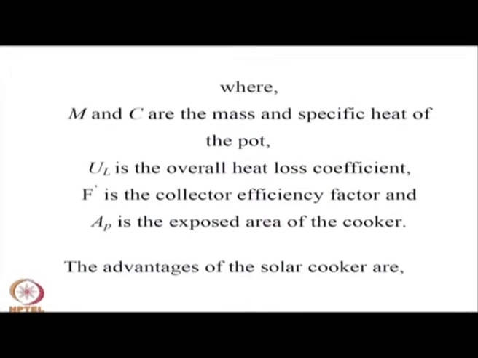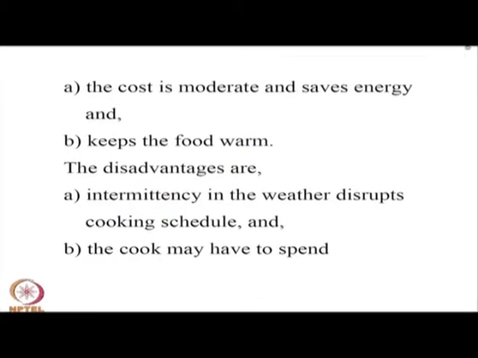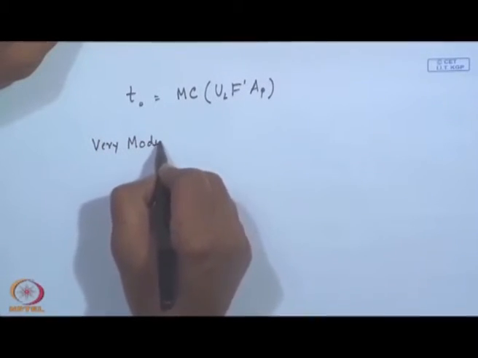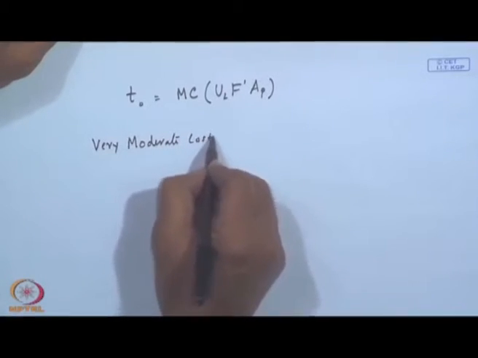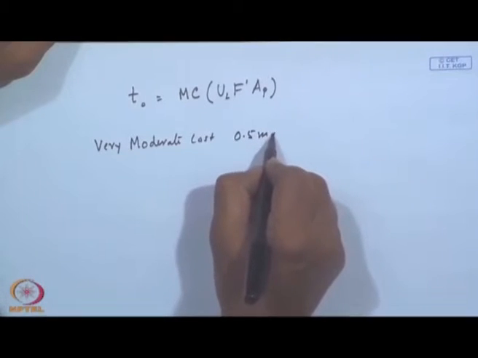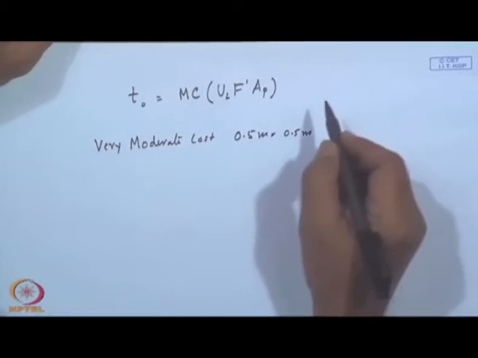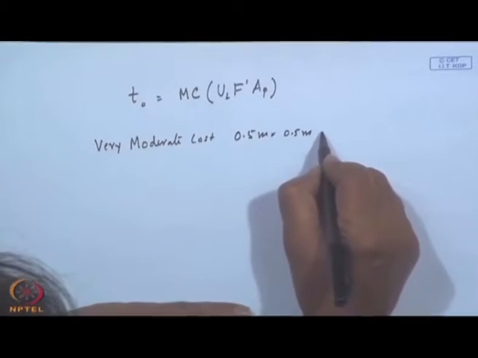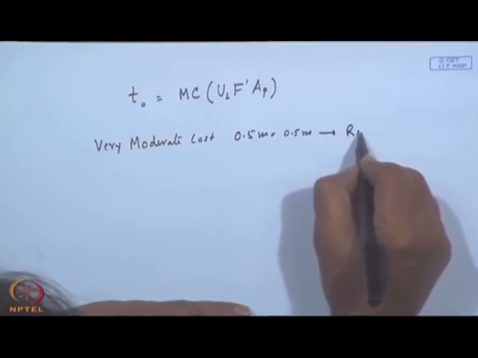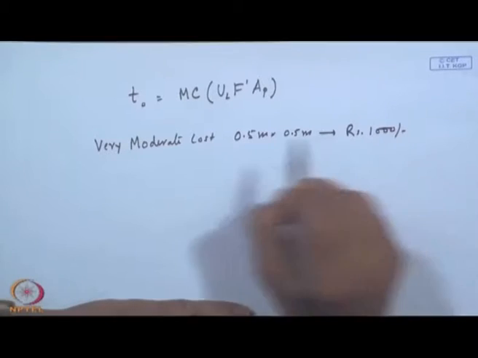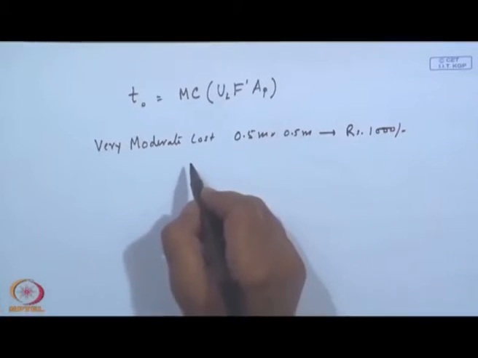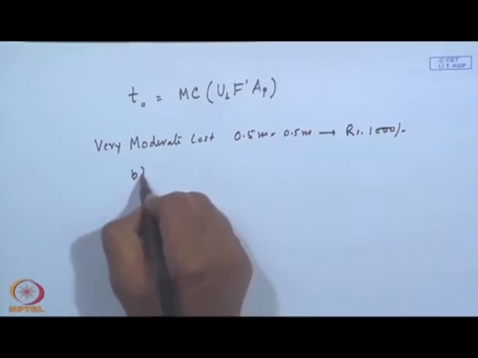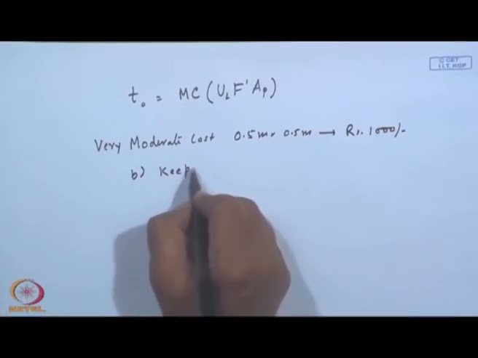So, there are advantages of this cooker. The cost is generally very moderate, about this 0.5 meters by 0.5 meters. There may be subsidies from the government at different places, particularly in certain states in India. This may not cost more than Rs 1000 even without subsidy, and consequently your payback period will be quite small. And B, it keeps the food warm even after it is cooked.